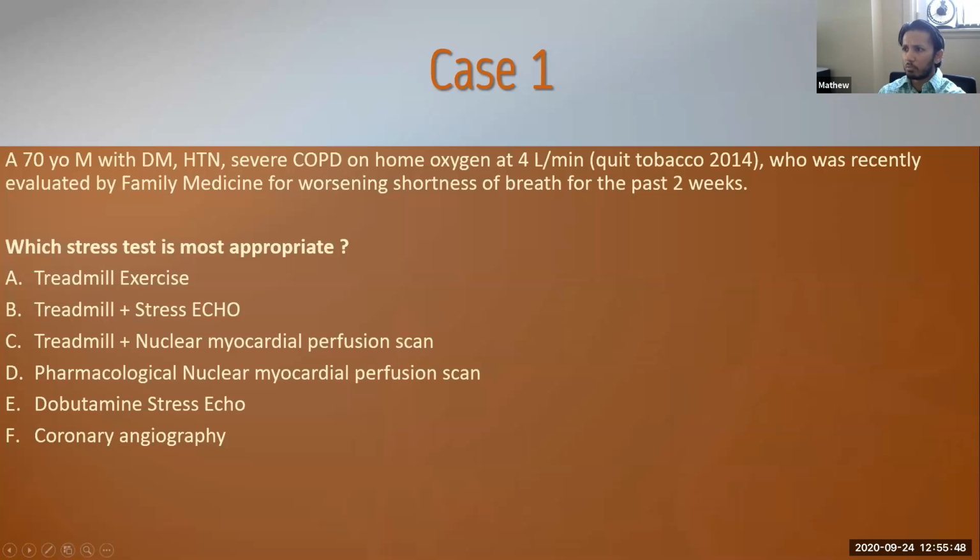So are you going to do a treadmill in this person that's on oxygen at baseline? Are you going to do a treadmill with stress? A treadmill with nuclear? Are you going to give a pharmacologic agent? Are you going to do a dobutamine stress echo or a coronary angio?